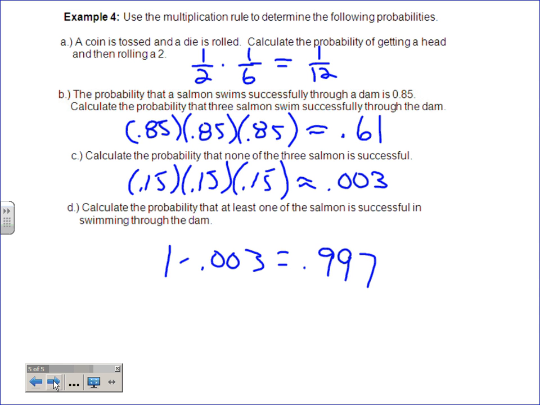Does that seem high? At least one of them makes it when the chance of one of them make it is 0.85. So, and 3 of them are going. 3 of them are trying. Does that seem high? Even if it's only 85% for just one of them making it? Yeah, I'm not sure salmon are that smart. But for all 3 to make it, it's only 0.61. Oh, okay.